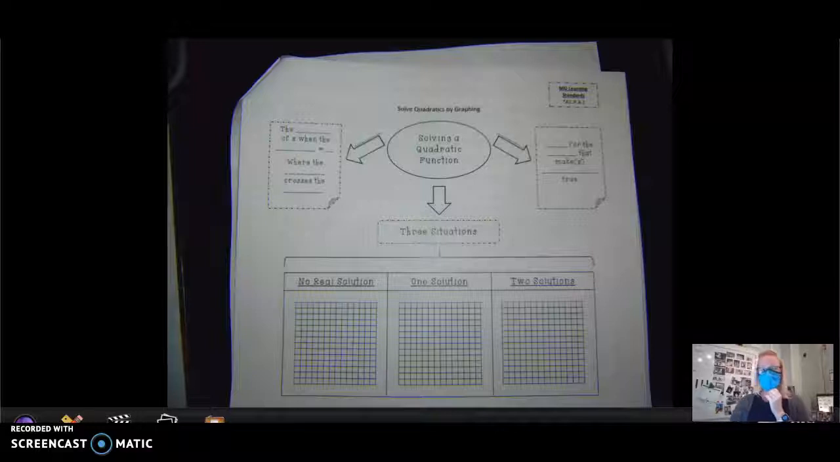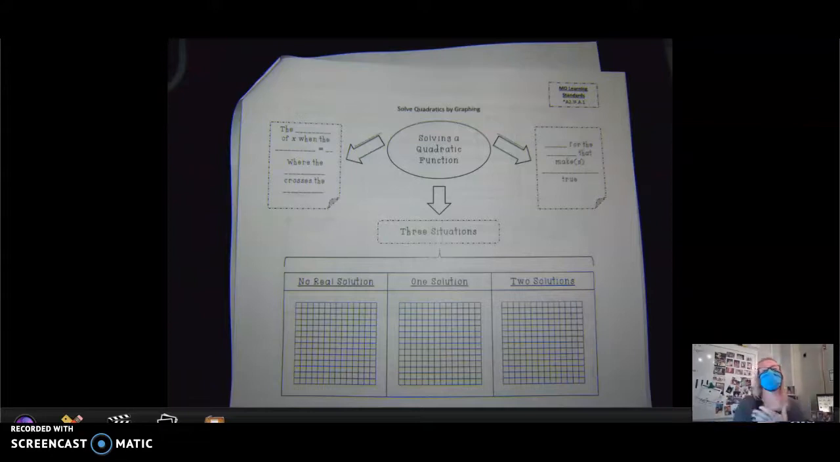Okay, solving quadratics by graphing. So we're going to talk about solving now. Like I just said, we've learned how to factor quadratics. We've learned how to graph quadratics. Now we're going to solve them.